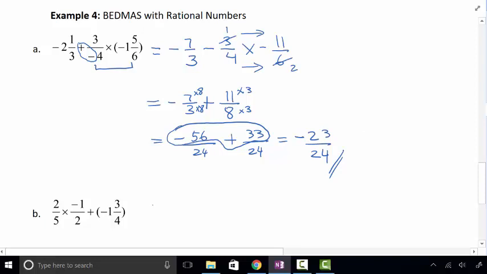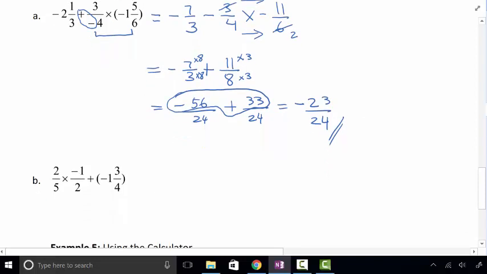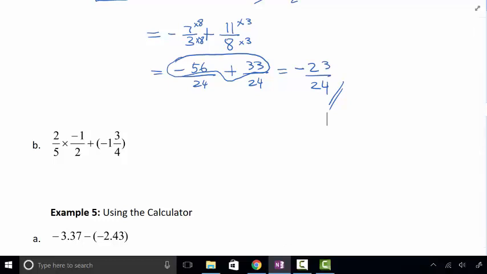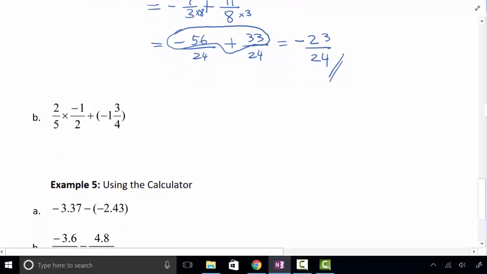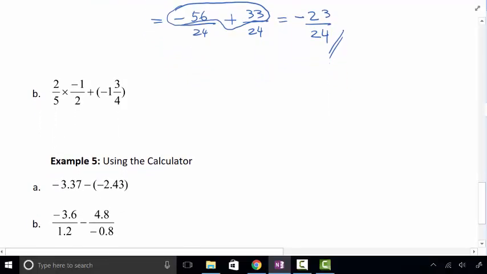So why don't you try the next question on your own? So maybe you want to pause the video for a little bit and try this question and then play it again and see if you got it right.